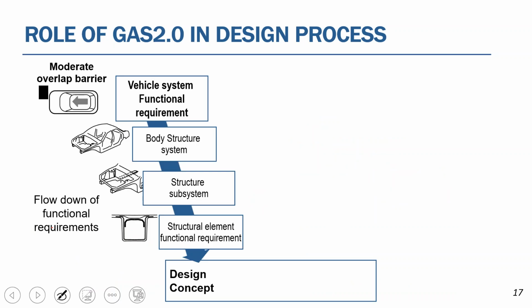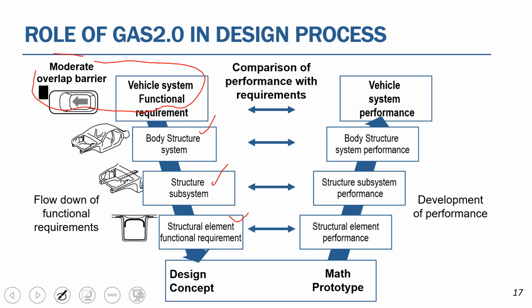It's going to be in the context of the systems engineering process. So we have some kind of function at the vehicle system level, but we know that we can flow that function down to the function of the body structure, the function of the motor compartment, the function of that little beam element. We can flow down requirements to that level, and then we can develop performance by comparing performance versus the requirement, and then iterate on that.